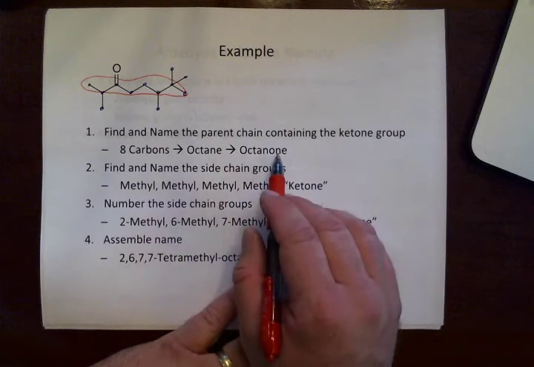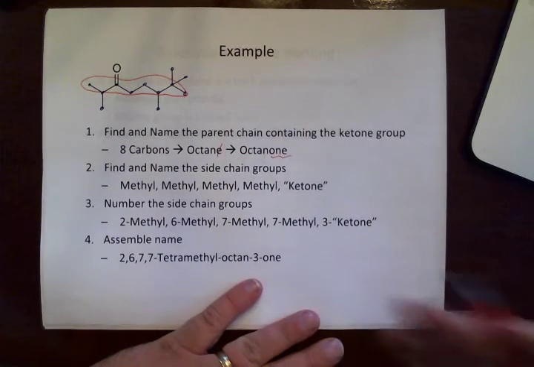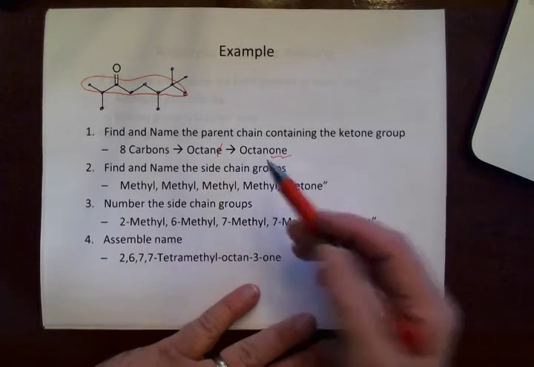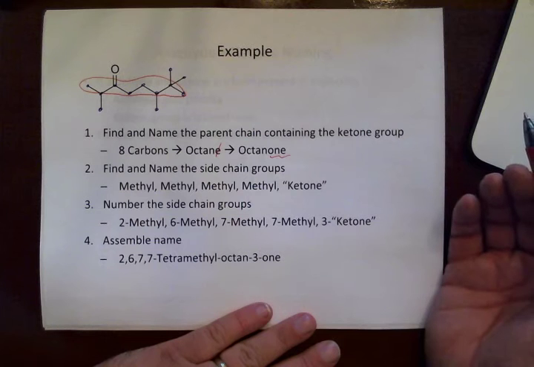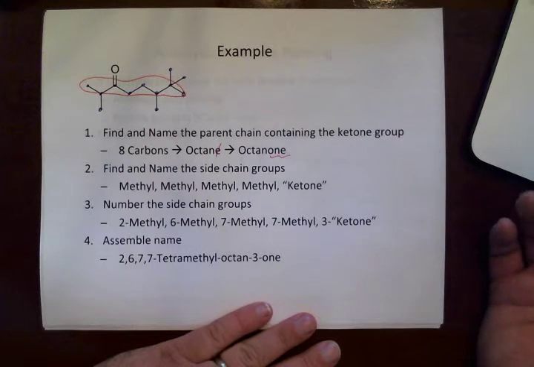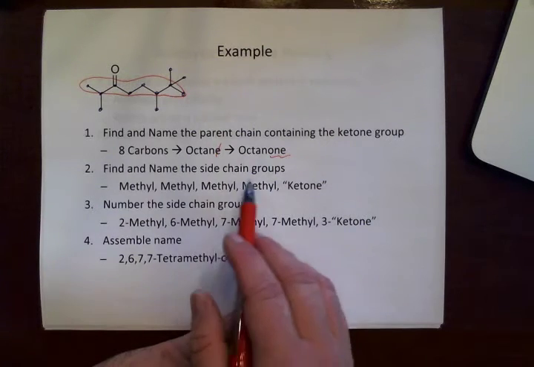Octane. But for a ketone, we take off the E and add ONE. So it's "one", but spelled O-N-E. Like most ketones, right? A lot of people have a ketone in their medicine cabinet with acetone. In acetone, the ONE indicates that it's a ketone group.